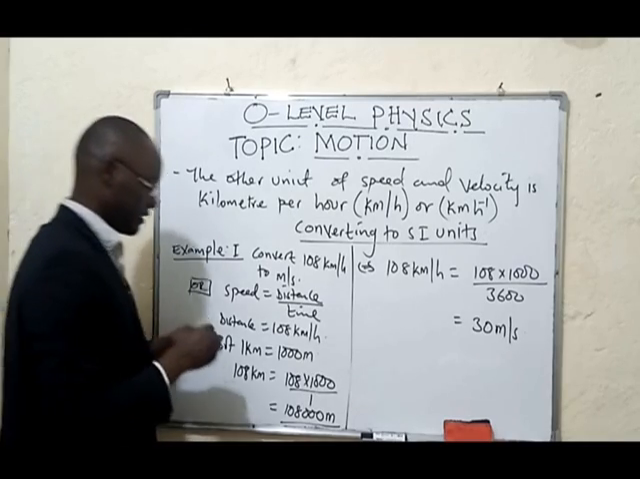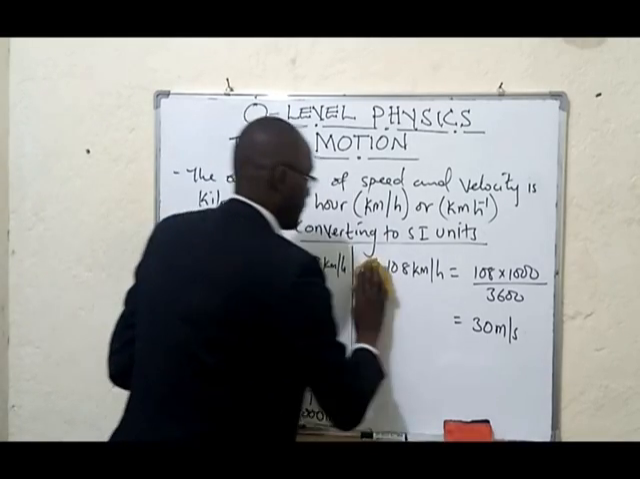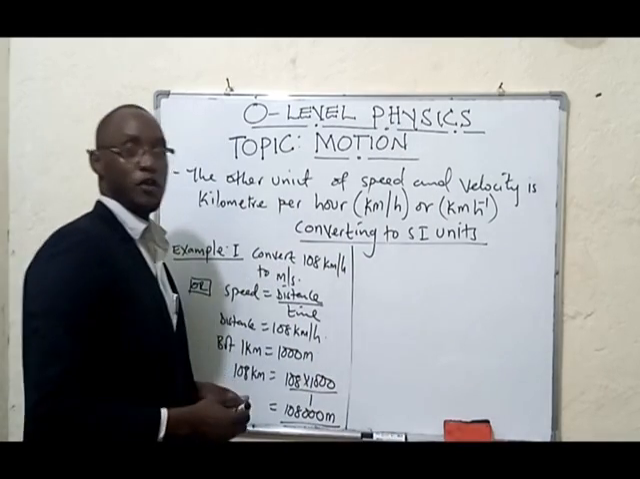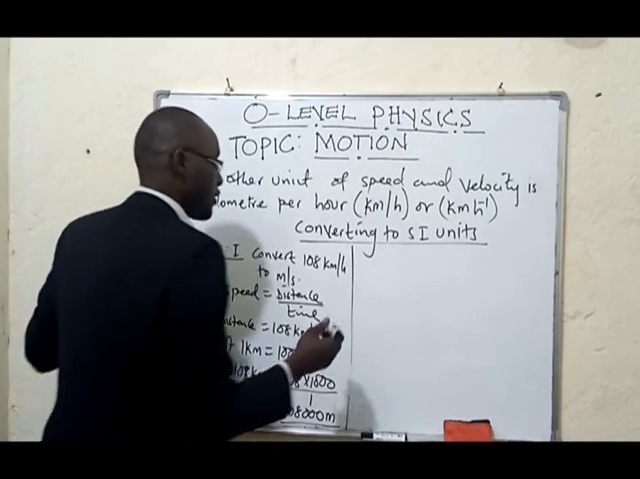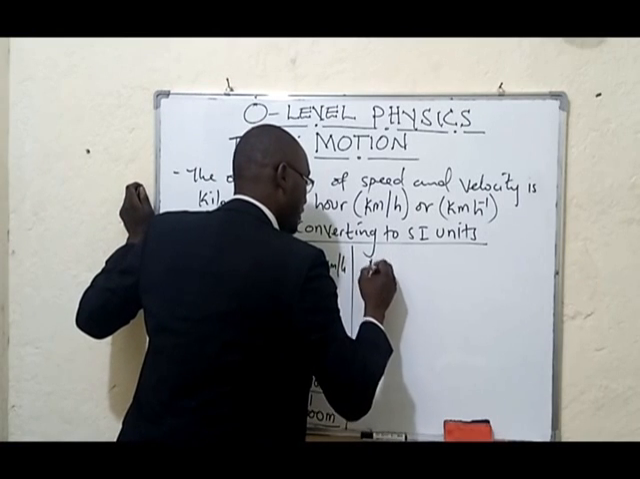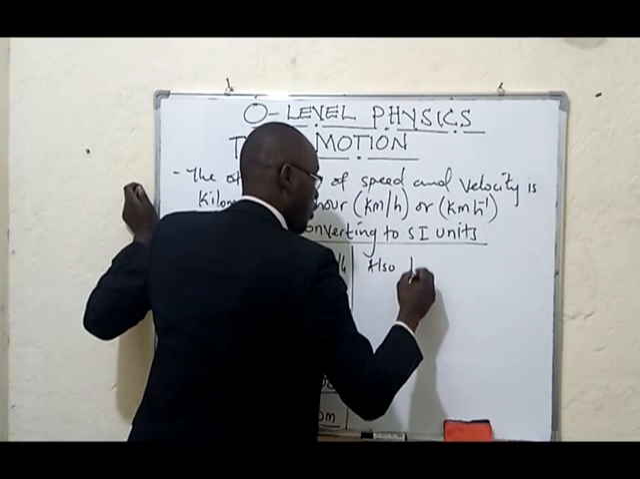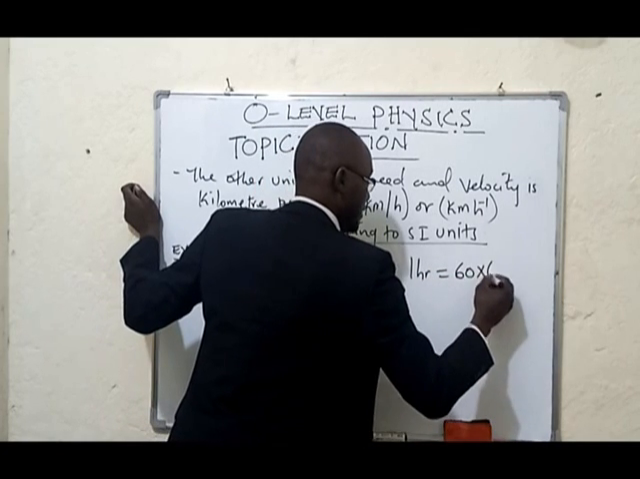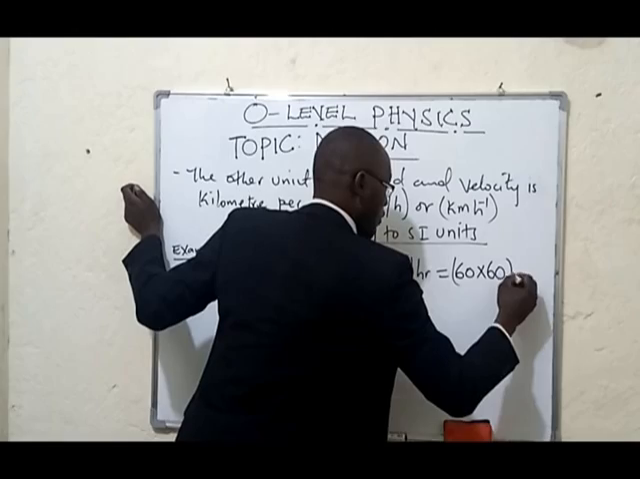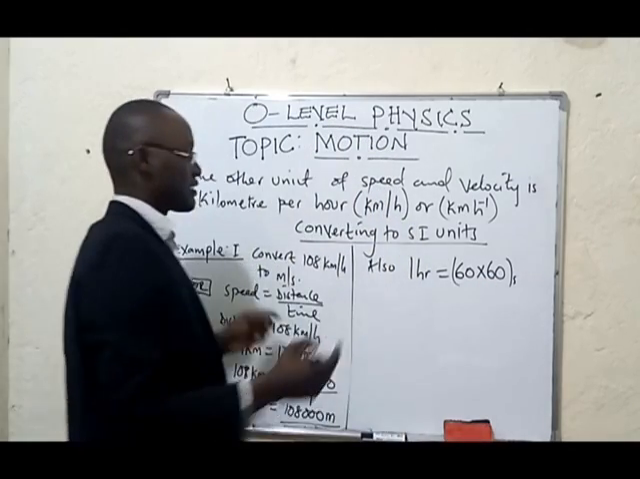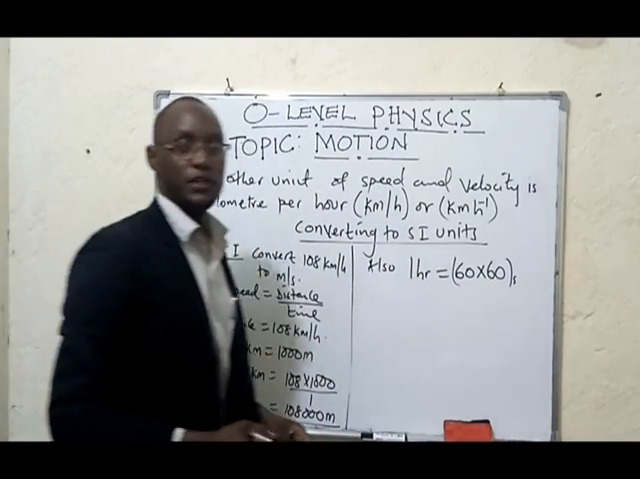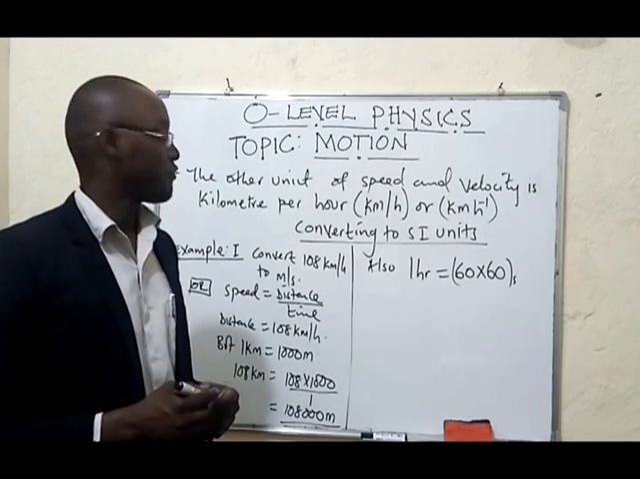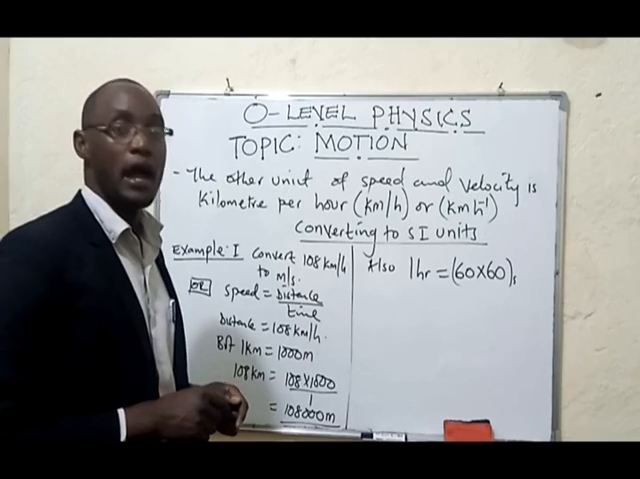That is the distance. Then come and convert the time. The time is given in hours. So start from the known to unknown. We are converting to a second. We know very well that 1 hour is equivalent to 60 times 60 seconds. But we know 6 times 60 is 360, and then the zero, giving you 3,600 as a value for those seconds, equivalent to 1 hour.